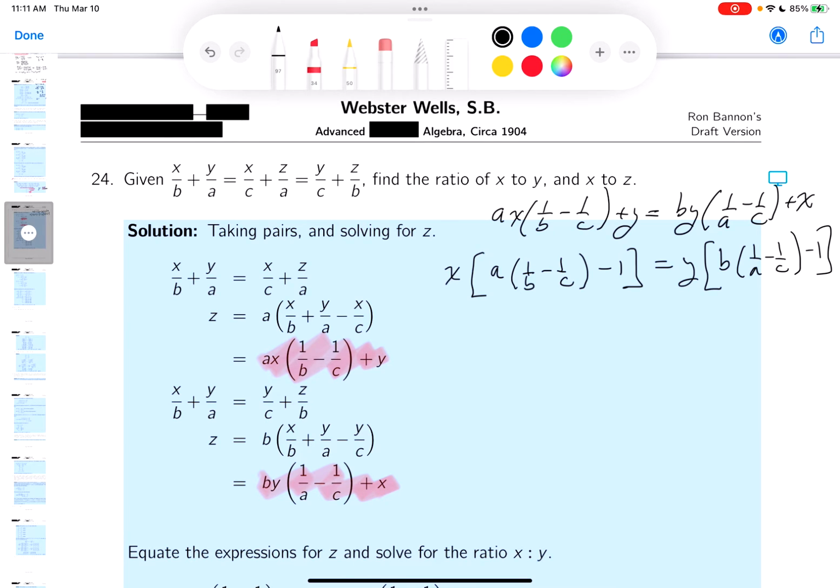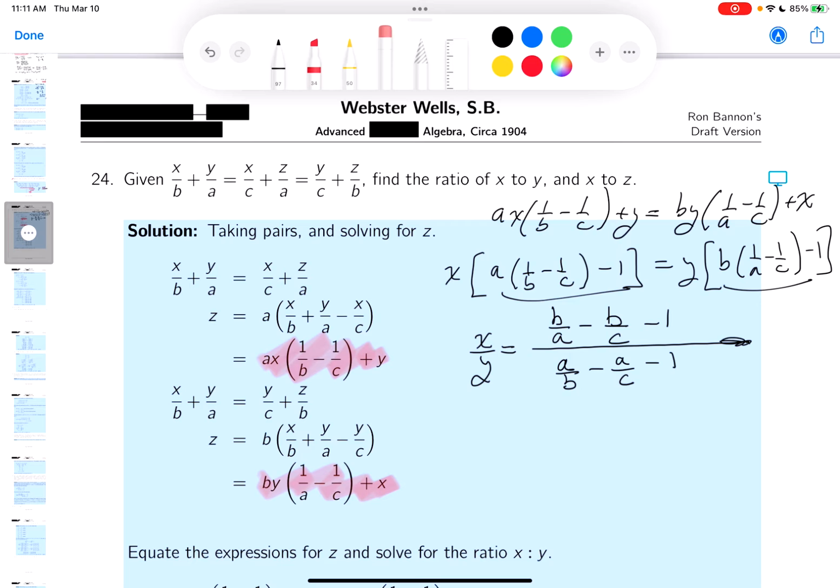All right? So I think I know a relationship between x and y now. And what do you get? x over y equals, let's be careful about this now, you're going to get this. I'll write this down as, it's this side over here, so it's b over a minus b over c minus 1. And then I'm going to divide by this thing here. What does that give you? a over b minus a over c minus 1. And what I'm going to do is multiply top and bottom by the minor LCD. And what's the minor LCD? a b c.